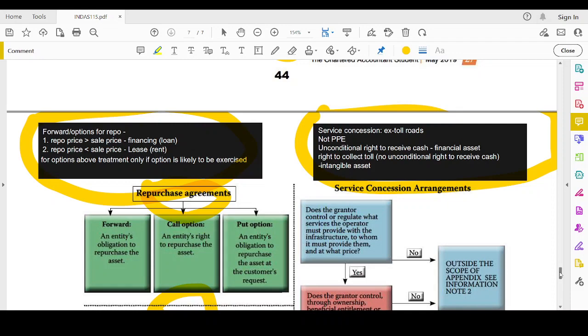Then the right to collect toll. It is a right which is given to you, but you are just acting as an agent. You are not a principal because you cannot determine what the toll prices could be. The government fixes the toll price, so you don't bear the price risk. Therefore, you are acting as an agent. Therefore, it's just an intangible asset. A right to collect toll is just an intangible asset which is available to you.